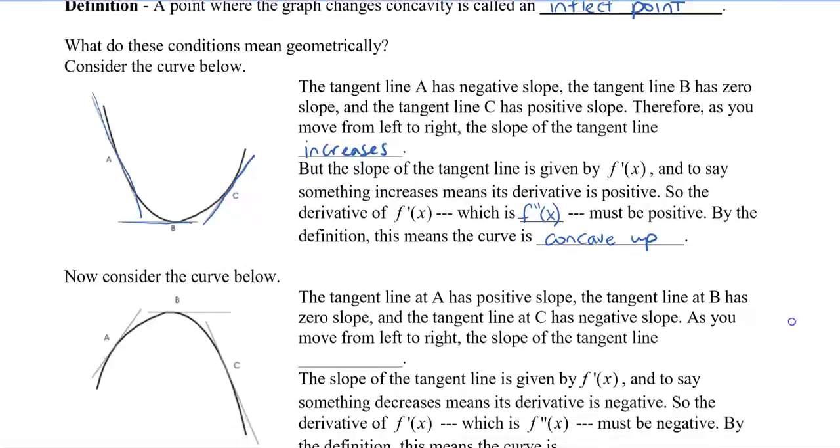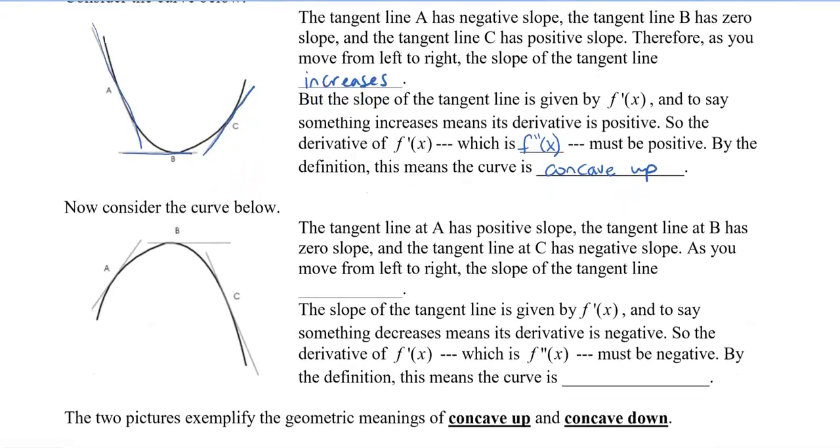Now let's consider this other curve. So this time we have a tangent line A starting off to be positive, then B is 0, and then we have tangent line C, which is now negative. So this time, as we move from left to right, we can see that the slope of the tangent line decreases.